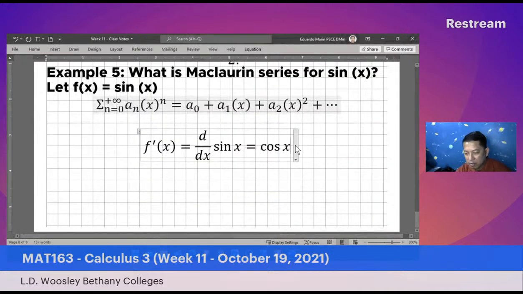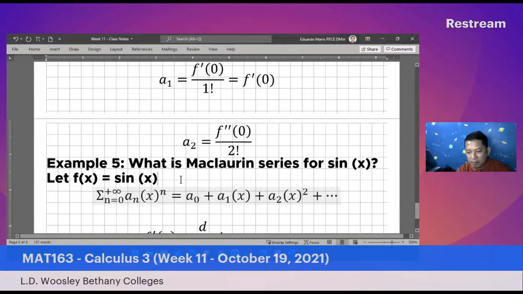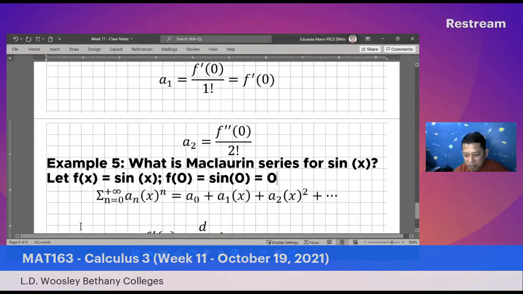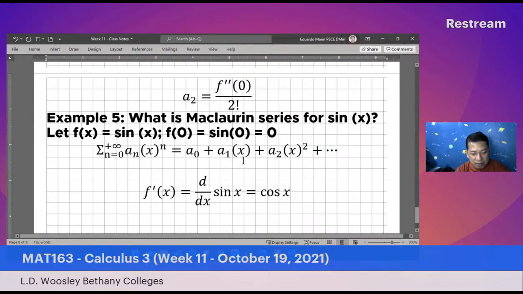Okay, derivative. So saka natin susolvein yung f of 0. It follows here that f of 0 is equal to sine 0. And what is sine 0? Obviously, this is 0. So, yung constant mo wala. Sine 0 is equal to 0. So, yung first term actually wala. Yung a sub 0, wala kang a sub 0. Kasi nga, at f of 0, sine 0 is equal to 0.